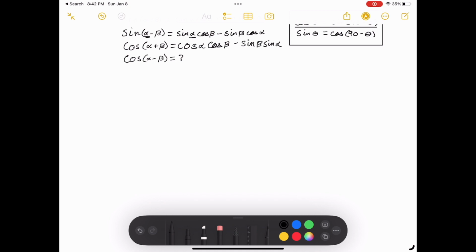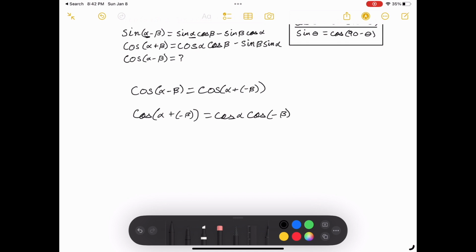So we're going to get cosine of alpha minus beta is equal to the cosine of alpha plus negative beta, which means that the cosine of alpha plus negative beta is equal to, using the identity we just found, the cosine of alpha times the cosine of negative beta minus the sine of negative beta times the sine of alpha. That should be an N and M.